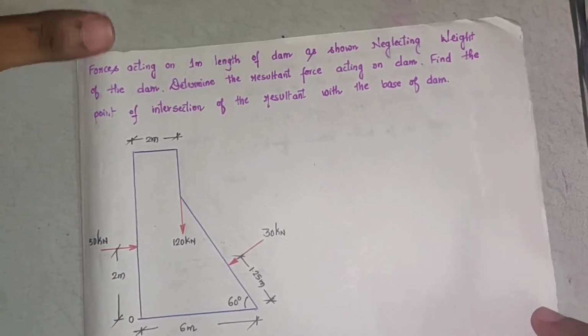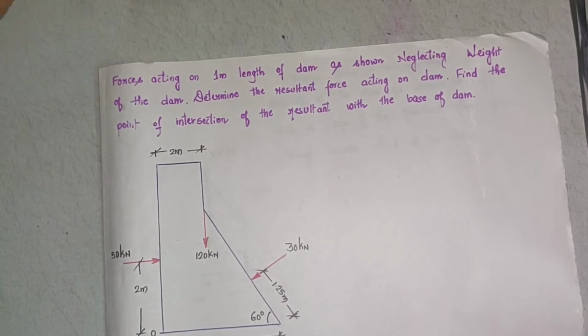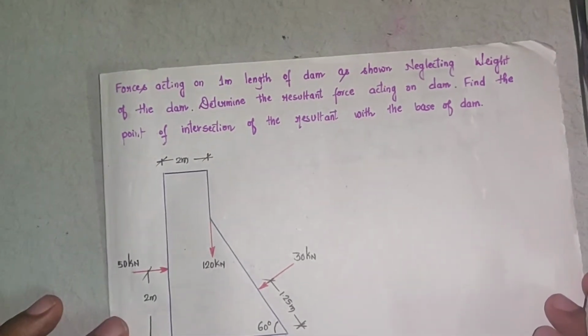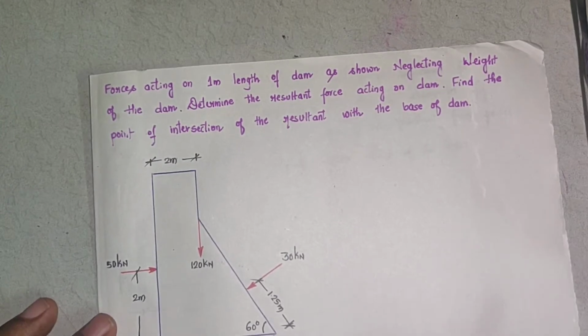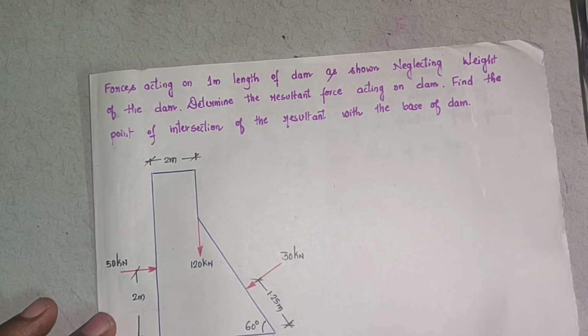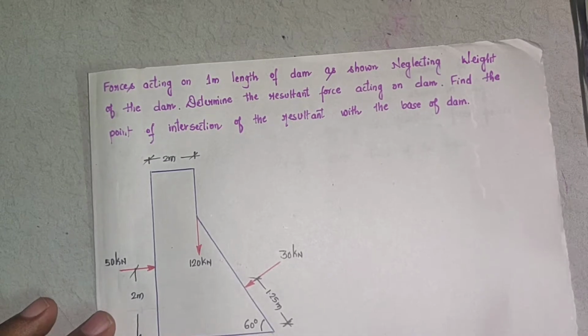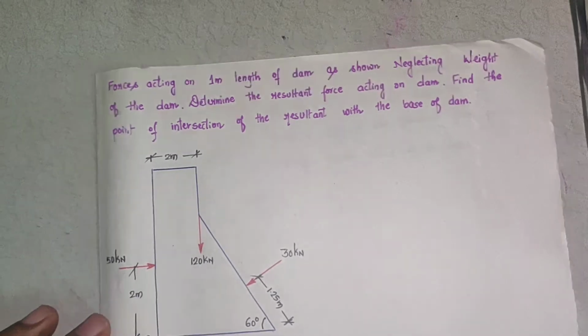So to begin with, what you can see on your screen is the question: force acting on 1 meter length of dam as shown. Neglecting weight of the dam, determine the resultant force acting on the dam. Find the point of intersection of the resultant with the base of the dam.